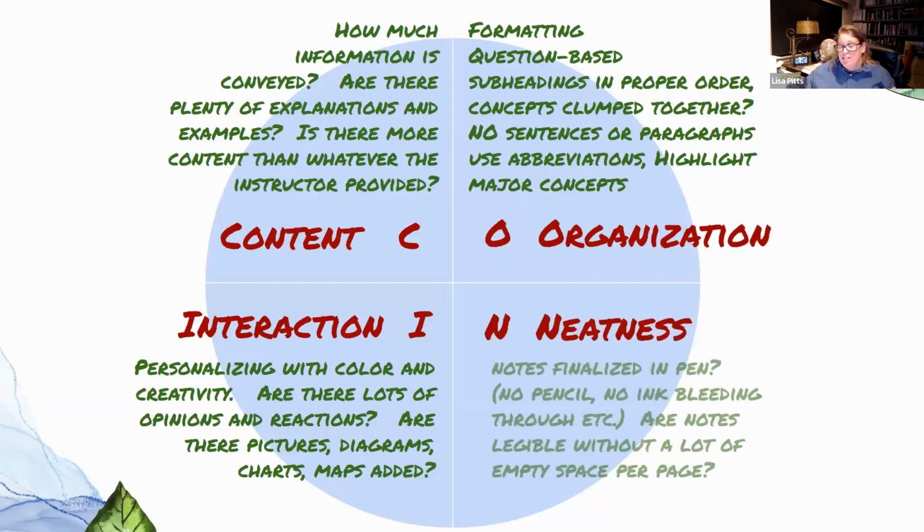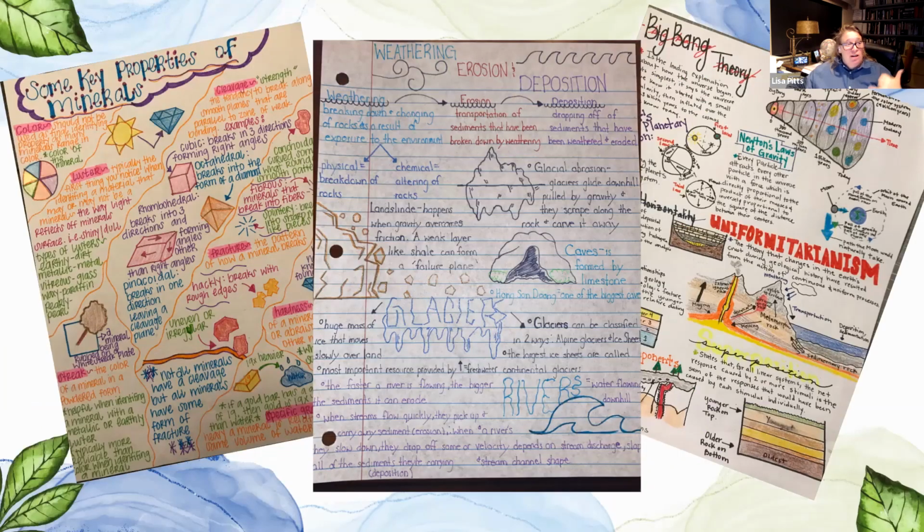And then the last one is neatness. So you want to make sure that they're legible. There's not a lot of empty space per page. You really want to make it condensed, but also something that allows you to very quickly find the information if you need. So here's some examples of various note-taking activities that students have done in the past.